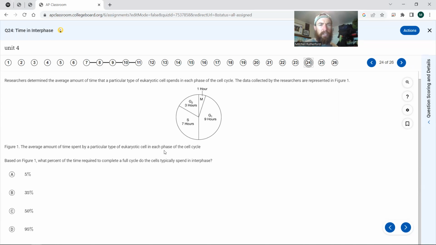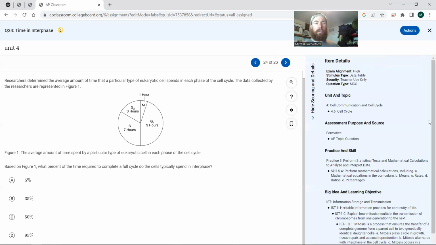The average amount of time spent by a particular cell in each phase. Oh, this is such an easy one. Not a softball. The time required to complete a full cycle for the cells in interphase. You've got to know that interphase is G1, S, G2. M is not interphase. Interphase means in between, because mitosis is where the action happens. You've got prophase, metaphase, anaphase, telophase, all the action. G1, S, G2, if you looked at that cell under a microscope, nothing's happening. Pretty freaking boring. So it's called interphase because it's in between the action. And yeah, that's 95 percent. That's most of the time.